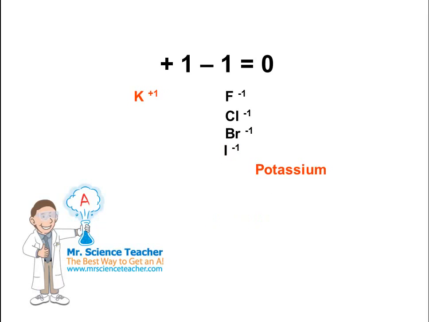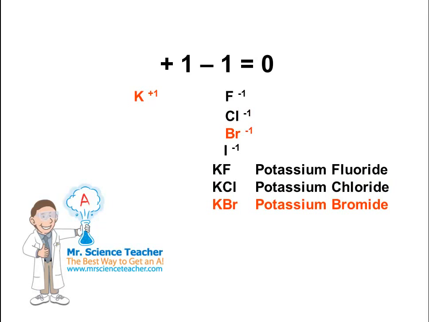How about potassium? It's the same way. Potassium is a +1. All of these are -1s. We just combine them. Potassium fluoride, potassium chloride, potassium bromide, and potassium iodide. KF, KCl, KBr, and KI. These are chemical compounds. We take the +1 and the -1, we get 0.